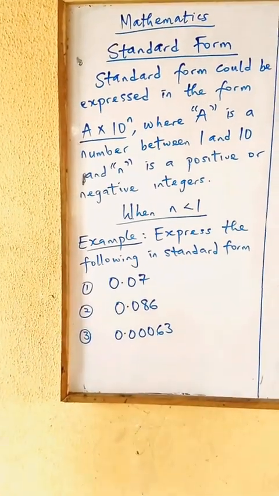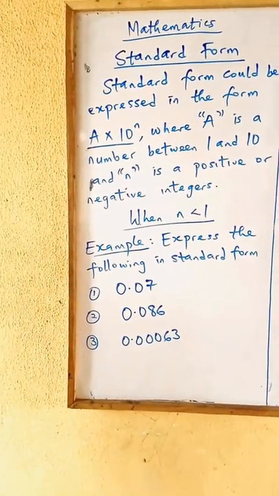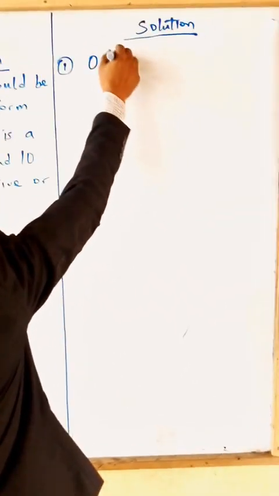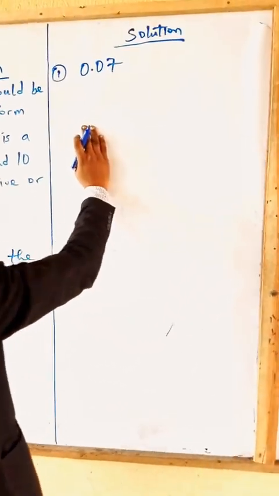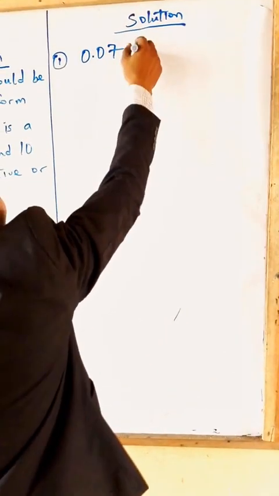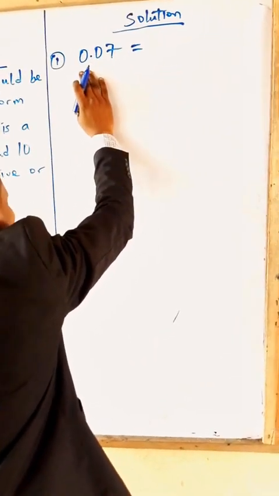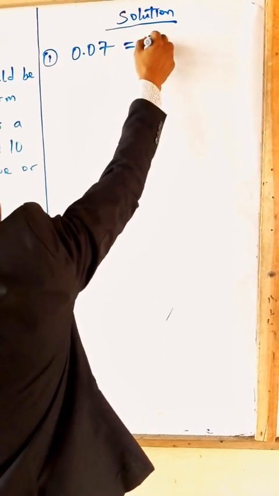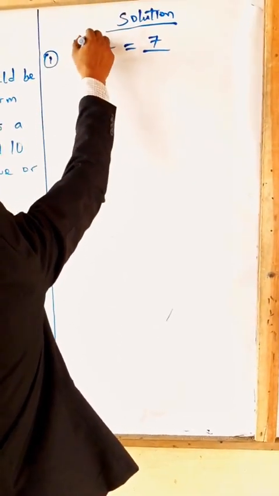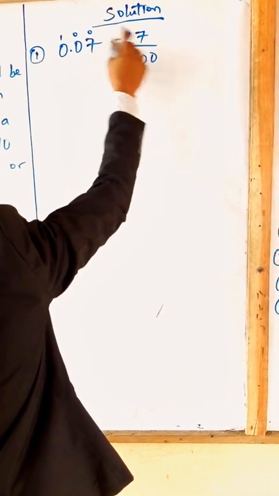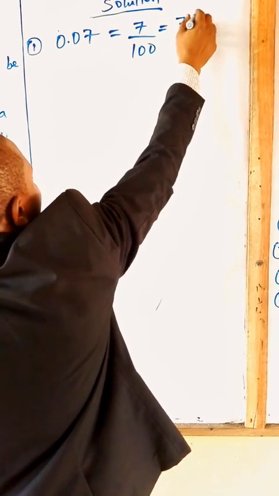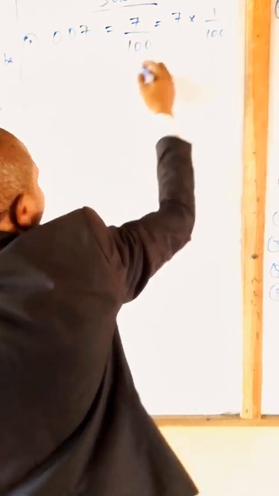Let's solve the following examples. Express the following in standard form. Number 1, we have 0.07. The first thing to do is to write this number in form of a fraction. So we are going to have 7 over 100, which will equal 7 times 1 over 100.